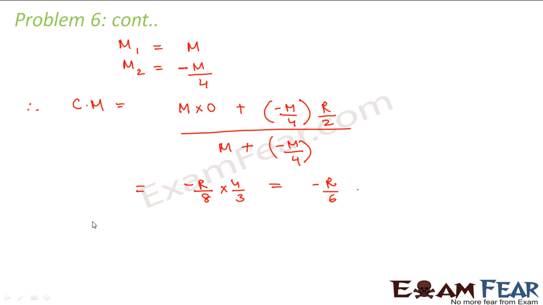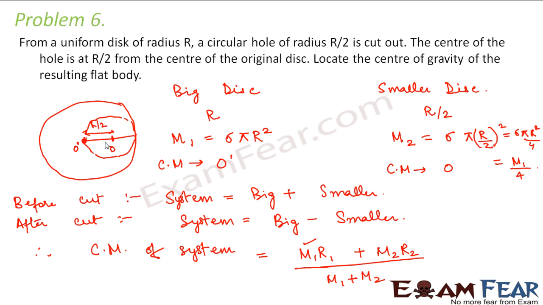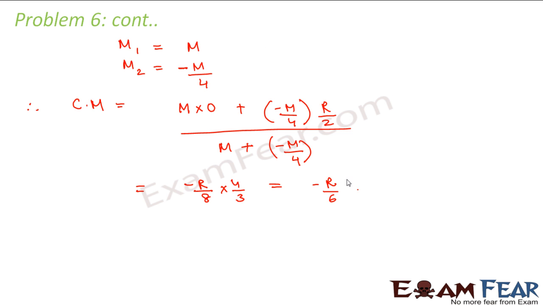Right? This is the value of the center of mass from this point O dash towards the left. That is because you got a negative sign. If you would have got a positive sign, it would be on the right side of O dash. But since you have got a negative sign, it is on the left side of O dash. So this is how we have positioned the center of gravity, because it is a uniform disk, so the center of mass will coincide with the center of gravity.